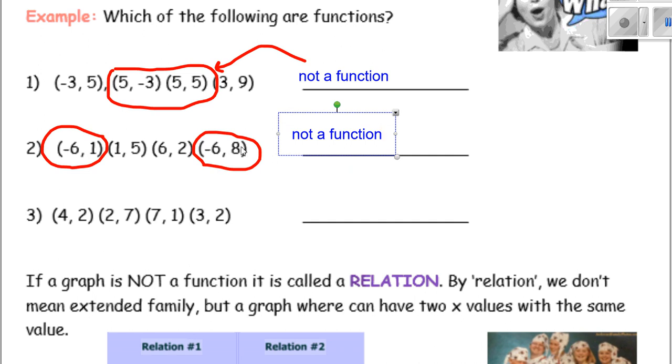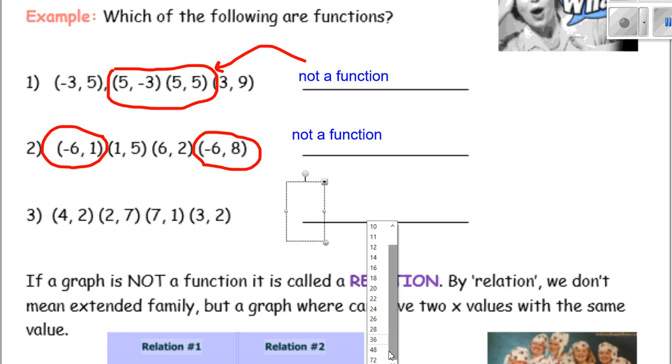And the next one, we've got 4 coordinates again. Is this one a function? Let's look at the x values: 4, 2, 7, 3. They're all different x values, so it's not possible that two y values share the same x value in this one. So this one is a function. So let's type that in. Is a function. Fantastic. So it is a function in that case.